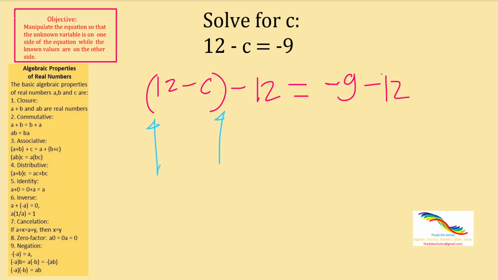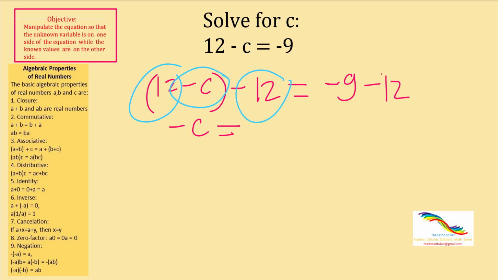And so simplifying this one, you have minus C equals, because remember this 12 minus this 12 becomes 0, so you'll be left only with minus C. Okay, so I hope that's very clear. On the other side of the equation, you have minus 9 minus 12.